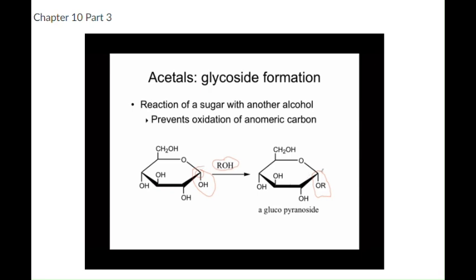If we go over here and basically lock that molecule in as what we call a pyranoside, it is no longer capable of going back to forming the carbonyl group, so it is not capable of being oxidized. So when we do this reaction, we do a couple of things. We prevent mutarotation and we prevent oxidation of our monosaccharides.